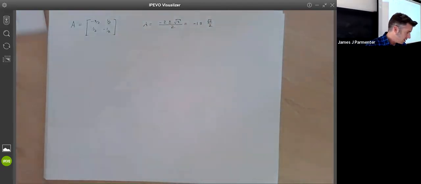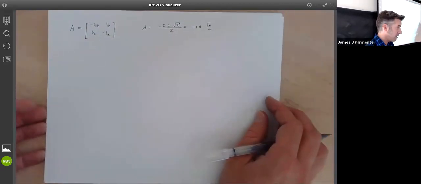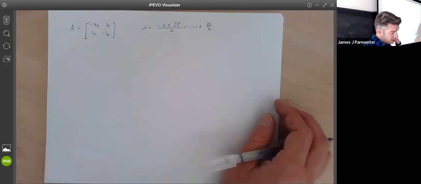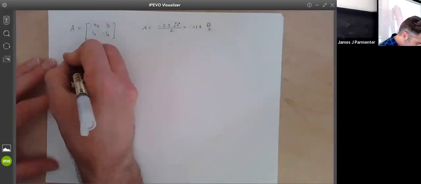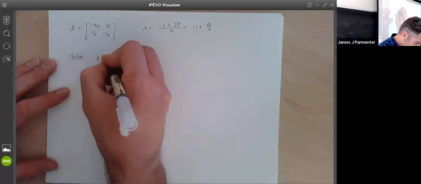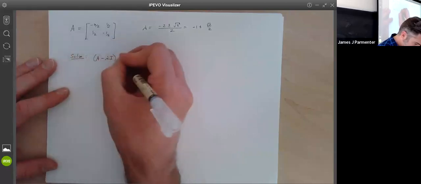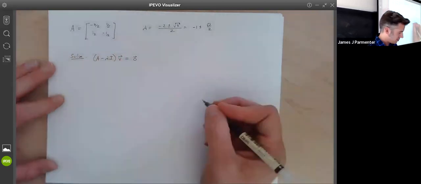Okay. So then we need to find the eigenvectors. And in this situation where your eigenvalues are not nice, I would do it the A minus lambda I times your eigenvector equals 0 kind of way. So we're going to solve A minus lambda I times your vector equal to 0.